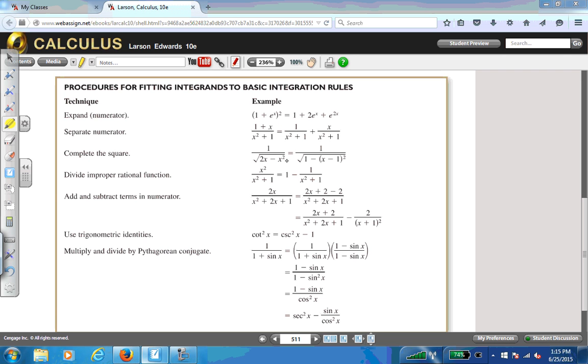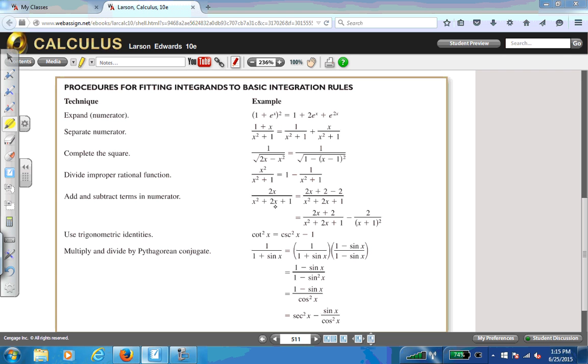Square roots on bottom, if what's under the radical won't work for our u, then we might have to complete the square so that we have some form of a squared and u squared. If we have something that's not a proper fraction, where the degree on top and bottom are either the same or the degree on top is larger, remember we divide that out using long division so that we have terms that are not improper, and then we deal with them separately.